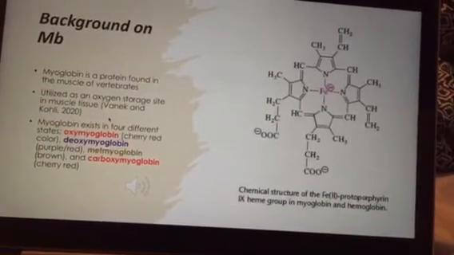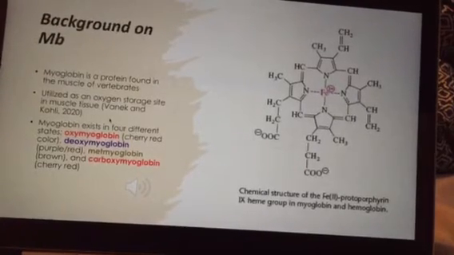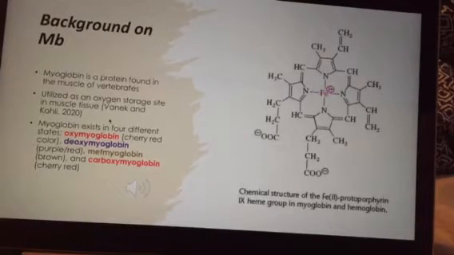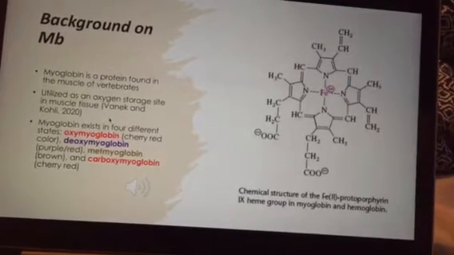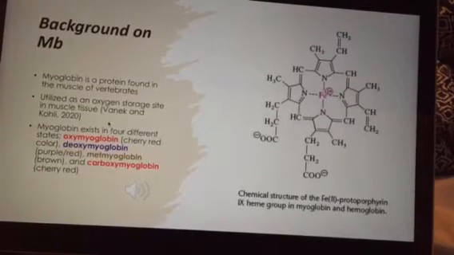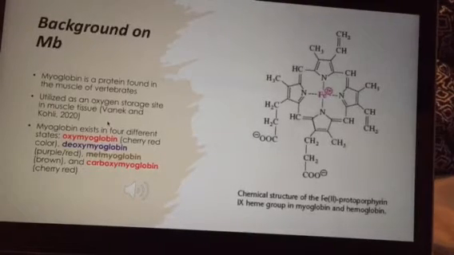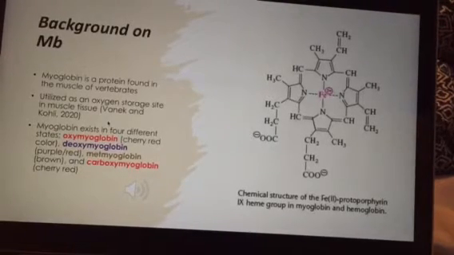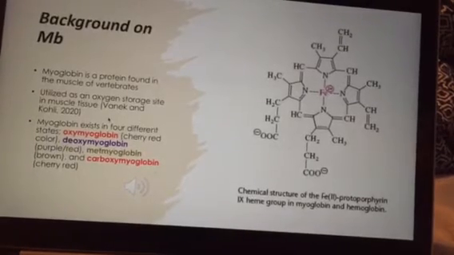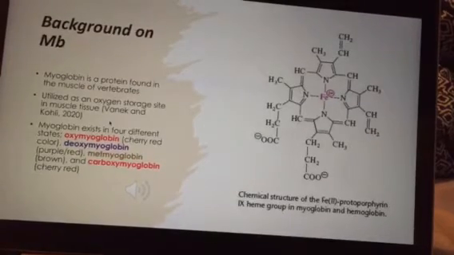So a little background on myoglobin. Myoglobin is a protein found in the muscle of vertebrates, and it can be found mostly in striated muscle and in cardiac muscle. However, it is present in scarce amounts in smooth muscle. Vertebrates use this as an oxygen storage site in muscle tissue, and myoglobin can exist in 4 different states: oxymyoglobin, deoxymyoglobin, metmyoglobin, and carboxymyoglobin. And to the right, there's an image of myoglobin in the ferrous state, the Fe2+ state.